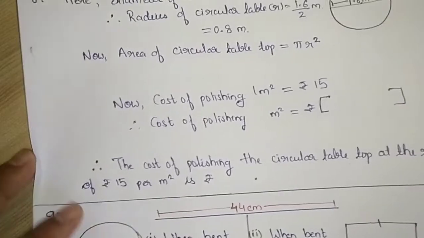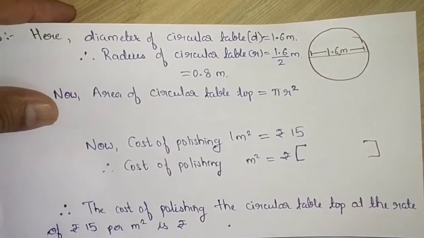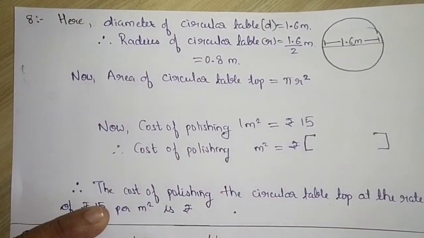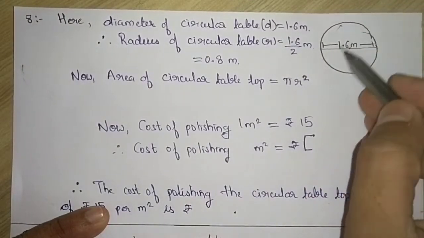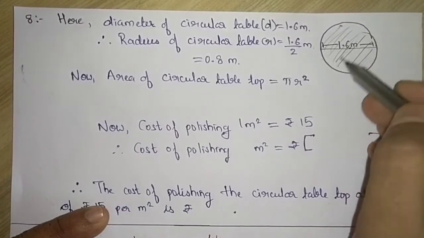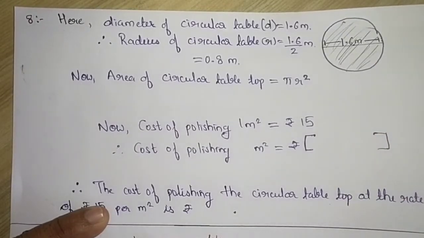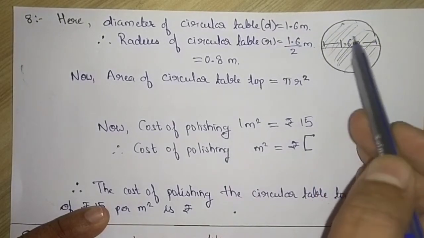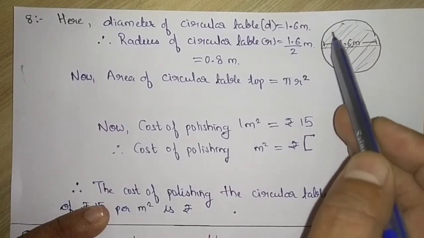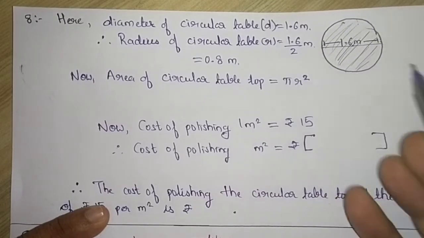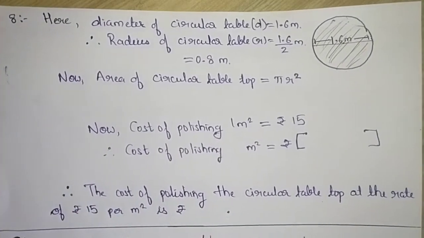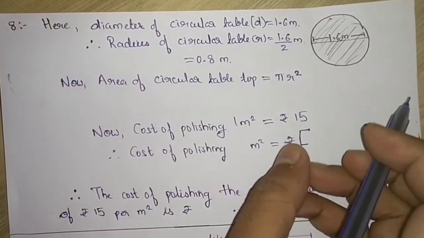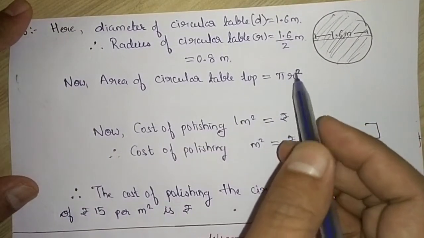Let us consider that this is the tabletop and we are interested in polishing this surface, the above surface. Now if I want to polish this above surface, definitely I will need the area of that surface, which is nothing but the area of a circle, right? So I will find the area of the tabletop using the area of a circle. But how to write? We will write like this.